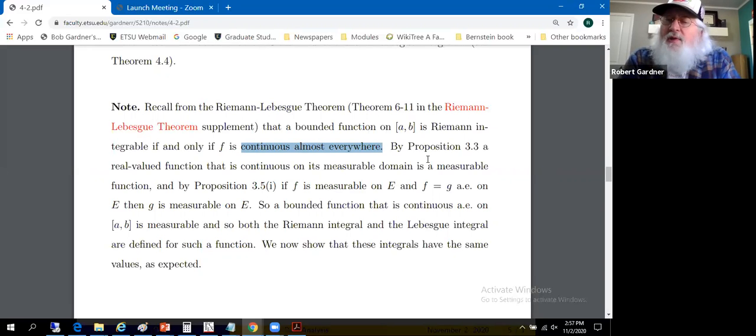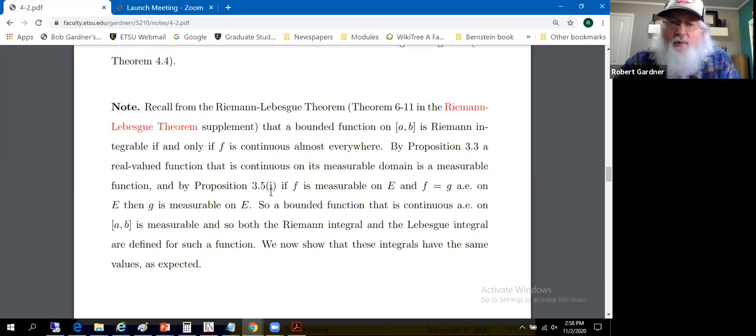Okay, continuous almost everywhere means measurable, right? I think I've mentioned this in passing, but here's all the details on that. Proposition 3.3 says a real valued function that's continuous on its measurable domain is a measurable function. So continuous functions are measurable.